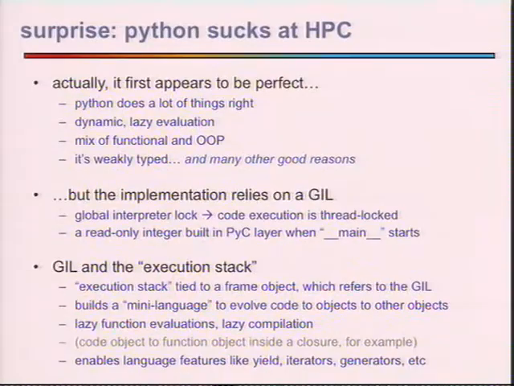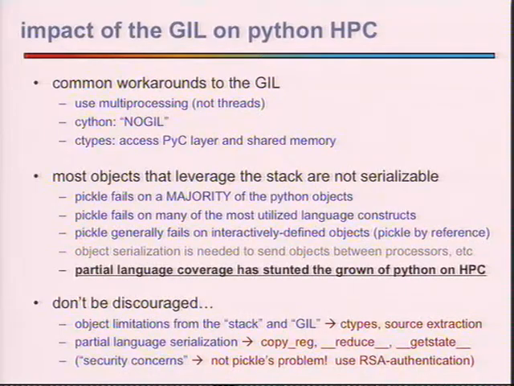So you have good things from the GIL, like lazy function evaluations, lazy compilation, but then you have problems in that things like yield, iterators, generators, etc., parts of the language are not serializable. And therefore, since parts of the language were not serializable, I think Guido and others were very lazy in making sure the rest of the language was serializable. So in essence, you can't serialize most of the Python language or most of the constructs.